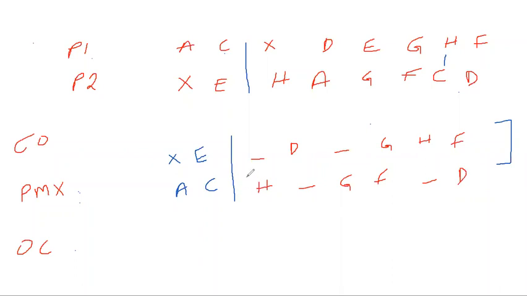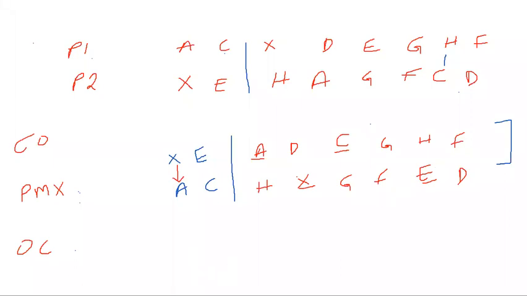Okay. So coming to this, now this is X. It was replaced by A, so I put A here. A was here, and in that cell I put X here. The next position is E. E was replaced by C. So I take C here and in the corresponding position I put E here. So this is how my PMX works.